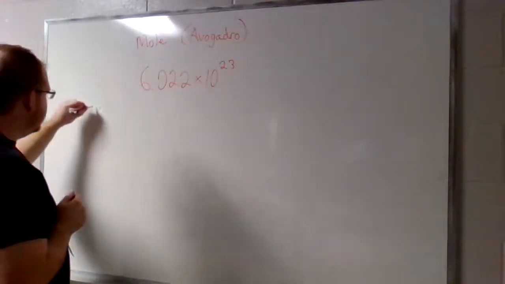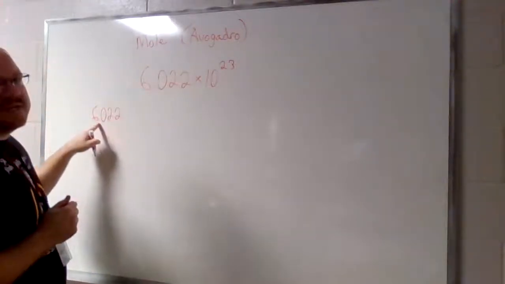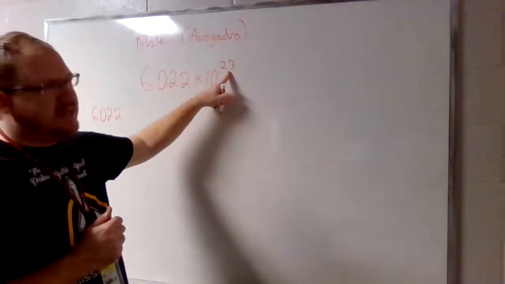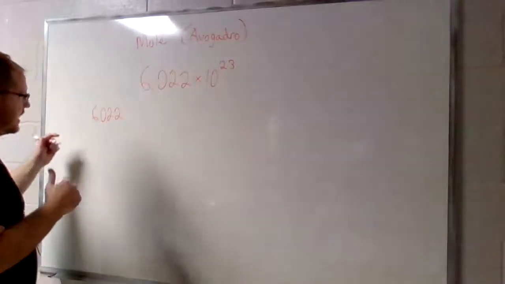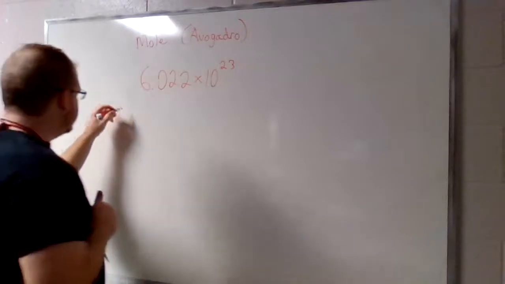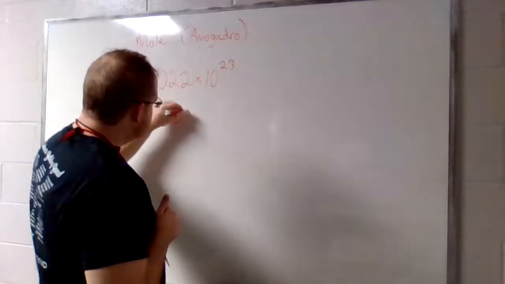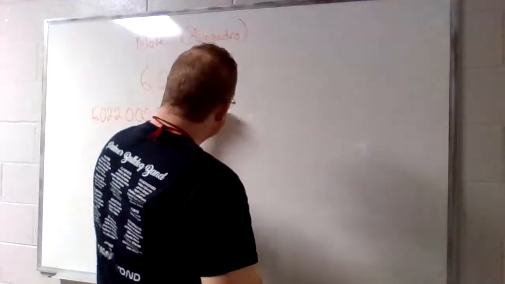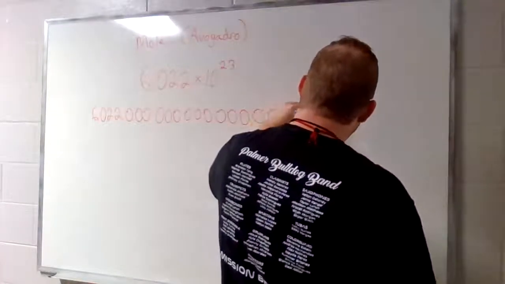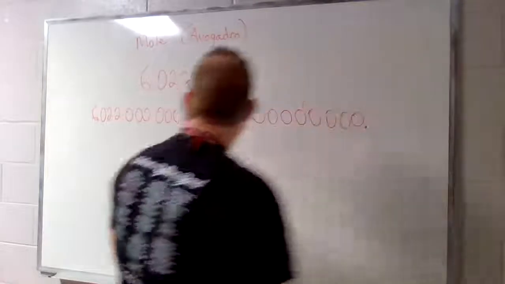If I take my 6.022 and I need to move the decimal place, how many times? 23 times. That's a lot of times to move it. So watch how big this number gets very quickly. I'm going to move it 1, 2, 3, and then 4, 5, 6, 7, 8, 9, 10, 11, 12, 13, 14, 15, 16, 17, 18, 19, 20, 21, 22, 23, and then put my decimal place back.